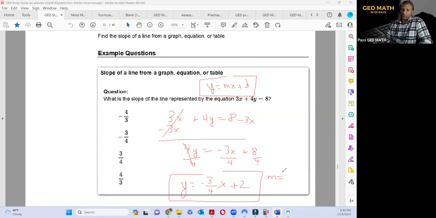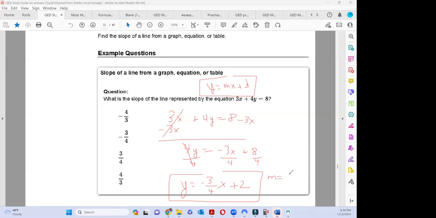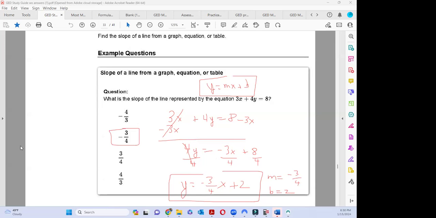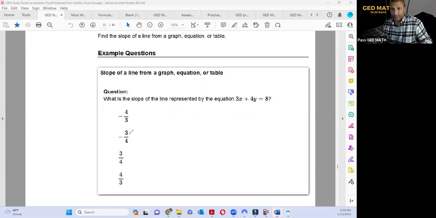What is my slope? Negative 3/4. And what's my y-intercept? 2. Now this doesn't ask for your y-intercept, but I just asked to see if you know. So negative 3/4 will be the slope. This is how they want you to do this problem. What I'm giving you is a shortcut.